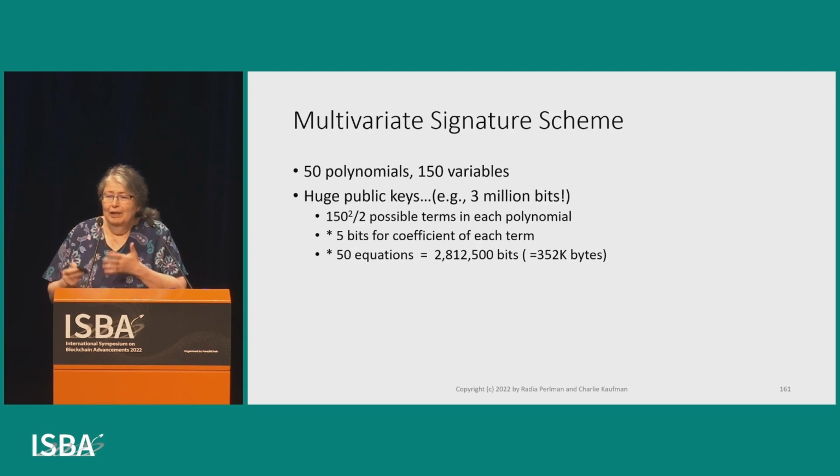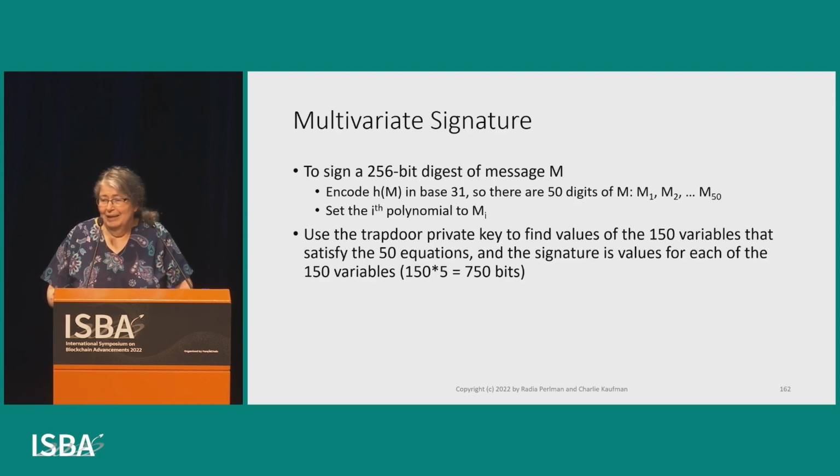If you have 50 polynomials and 150 variables, the public keys are going to be huge, like 3 million bits, because how many possible terms are there in each polynomial, given that there are 150 variables? Any pair of them can be a term. If it's 5 bits for each coefficient, you have to multiply that by 5. So with 50 equations, that's kind of annoying.